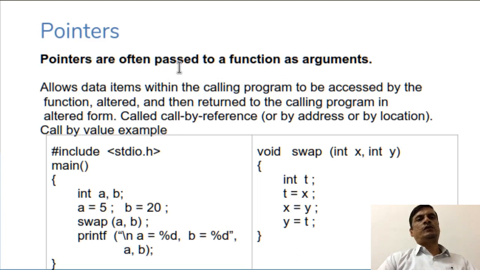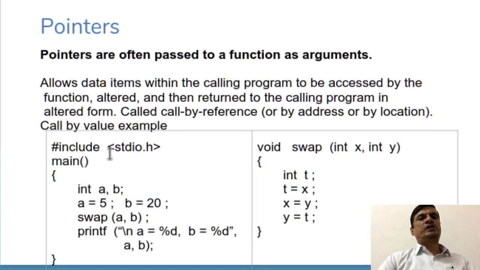Pointers are often passed to a function as arguments. So just to illustrate here, this is a simple program which will swap. Here you have a equal to 5 and b equal to 20, and the values are going to be passed. This is a call by value example. So a, b are going to be passed on to this function's x and y.